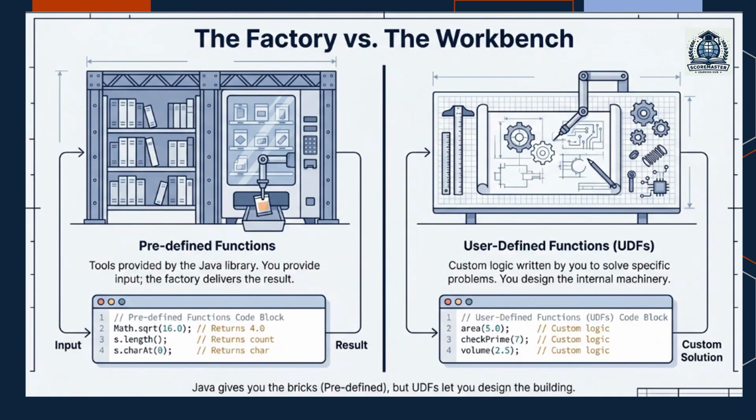Predefined functions are ready-made tools from Java. You give input, and they return results instantly. User-defined functions are custom-built by you to handle specific problems with your own logic. Java provides the tools, but real programming begins when you start building your own.